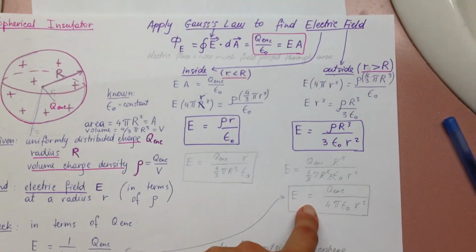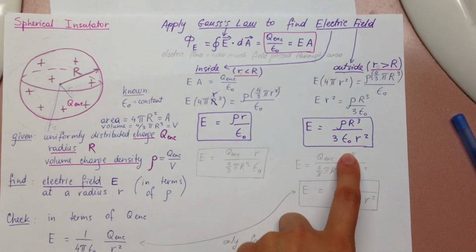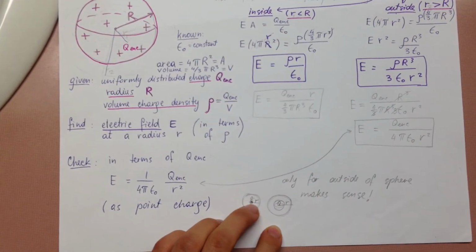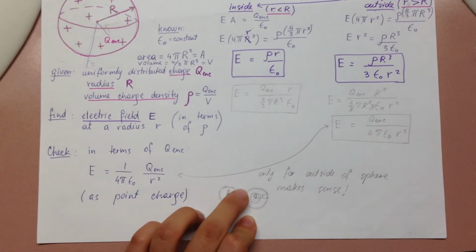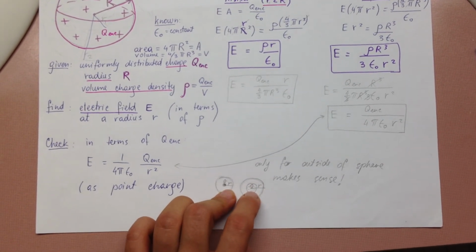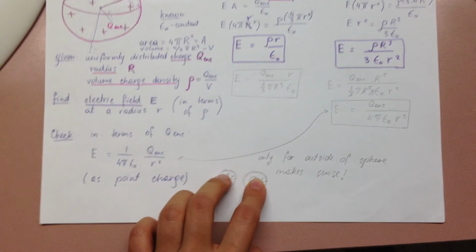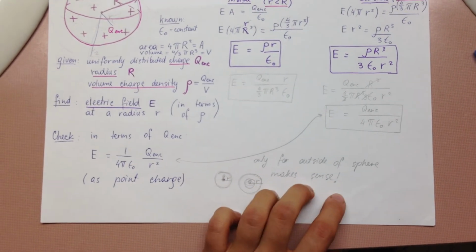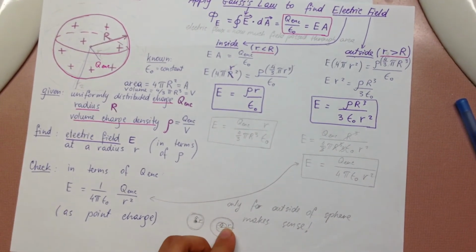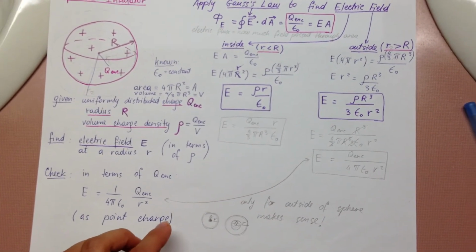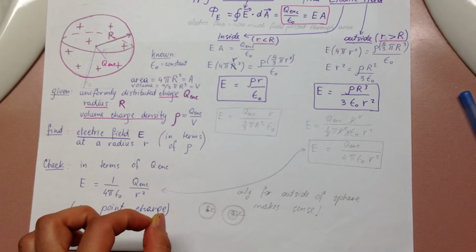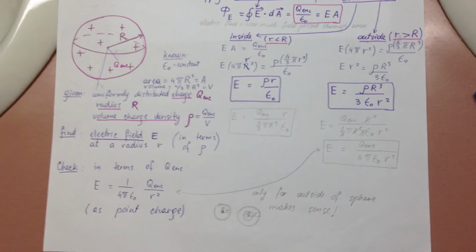Note that this is only for the electric field outside of the sphere, and this makes sense because if we have a point with a charge Q, the electric field outside is going to be the same as for a sphere with charge Q, because it's still outside, it doesn't matter how big it is. But the electric field inside the sphere is not going to be the same as the electric field of one single point. So that makes sense.